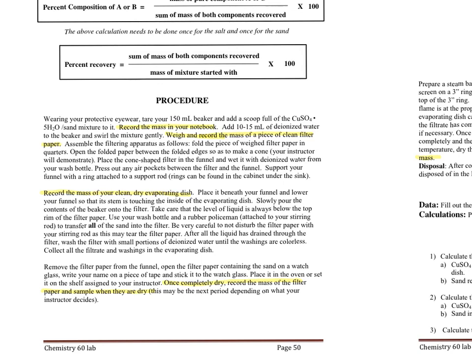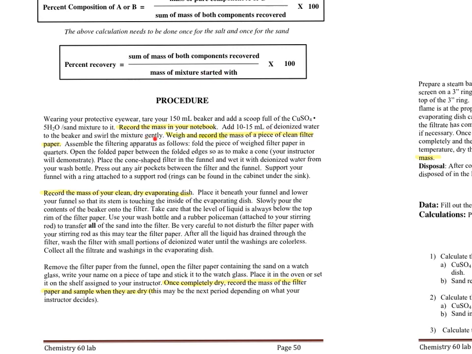The key terms here: record the mass in your notebook. Okay, so that means you have to record something. So it says wearing your protective eyewear, tare your beaker, so it'll be zeroed out. Add a scoop of copper 2 sulfate pentahydrate in the sand mixture. Record the mass. So that first mass is going to be the mass of your initial mixture, which is what we're looking at here.